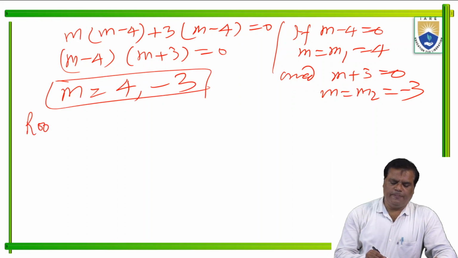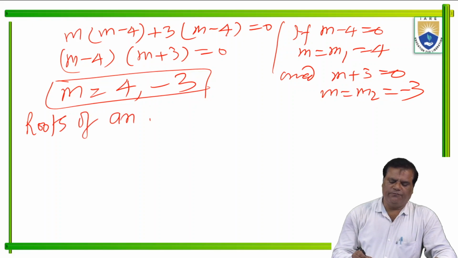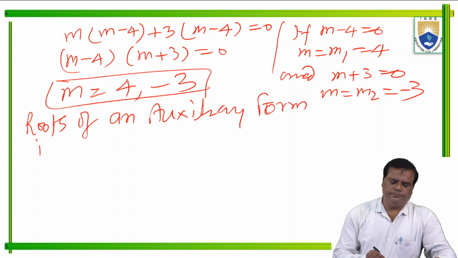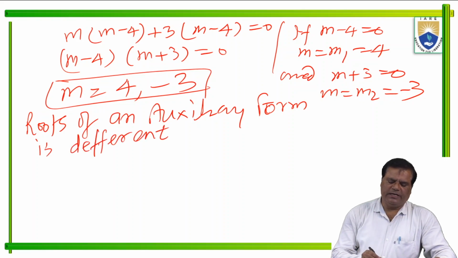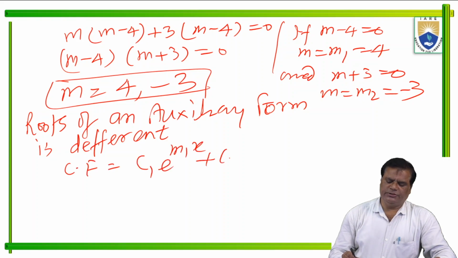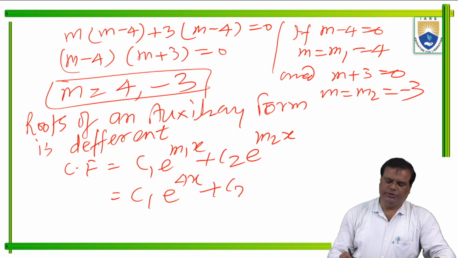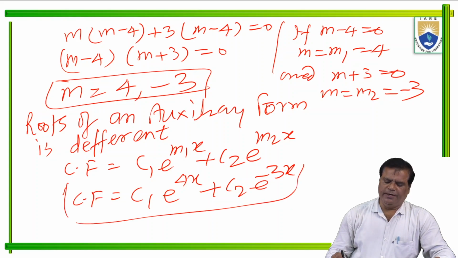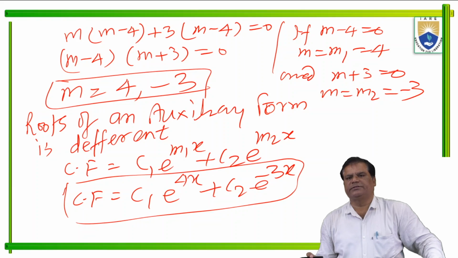Roots of an auxiliary form are different. So the formula is CF is equal to C1 e to the power m1x plus C2 e to the power m2x. So the formula is C1 e to the power m1, meaning 4x, and C2 e to the power minus 3x. This is CF, the complementary function. First part is complete.